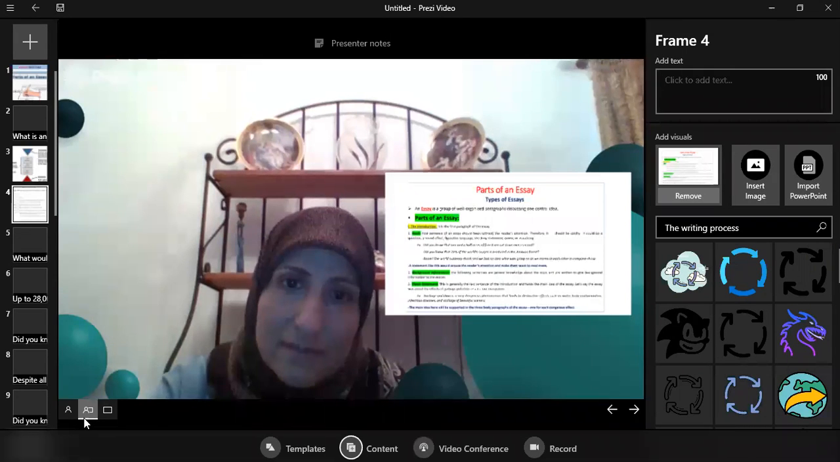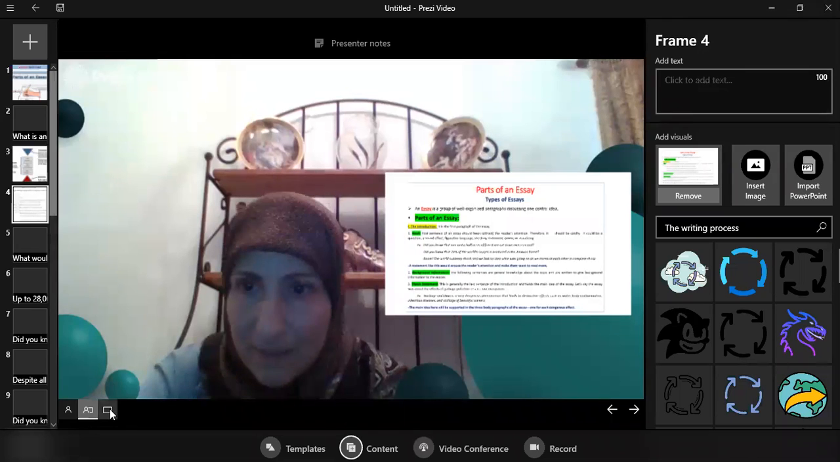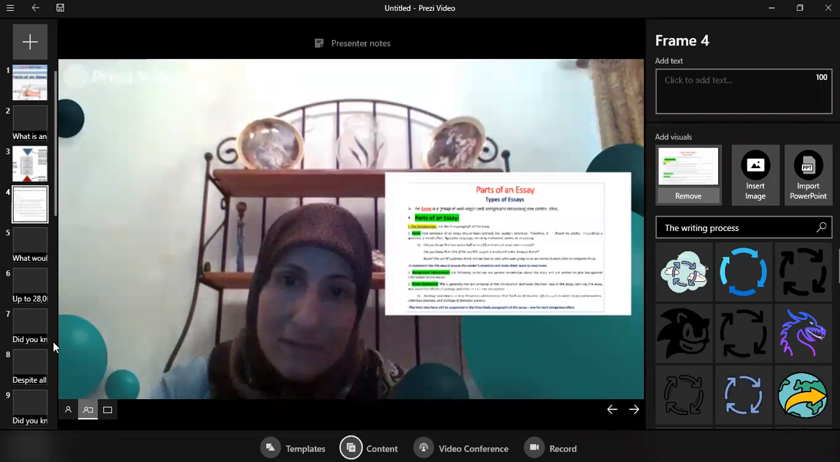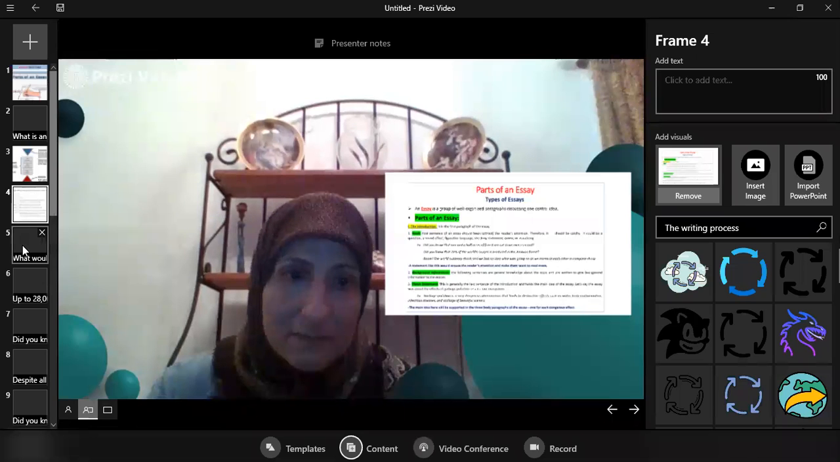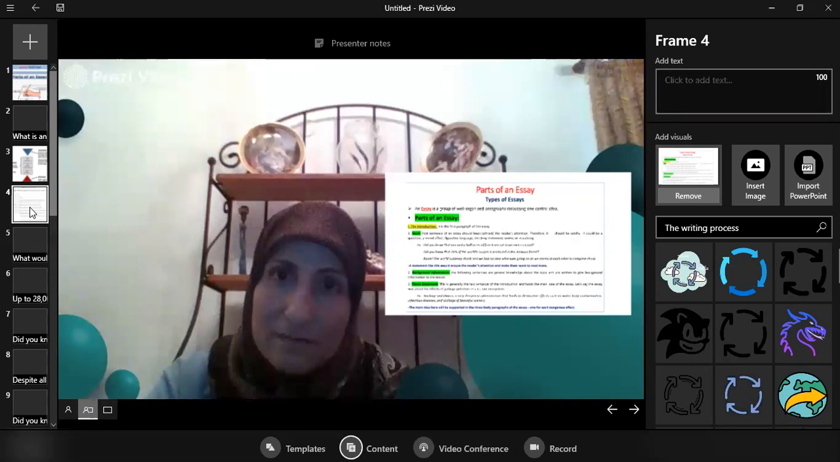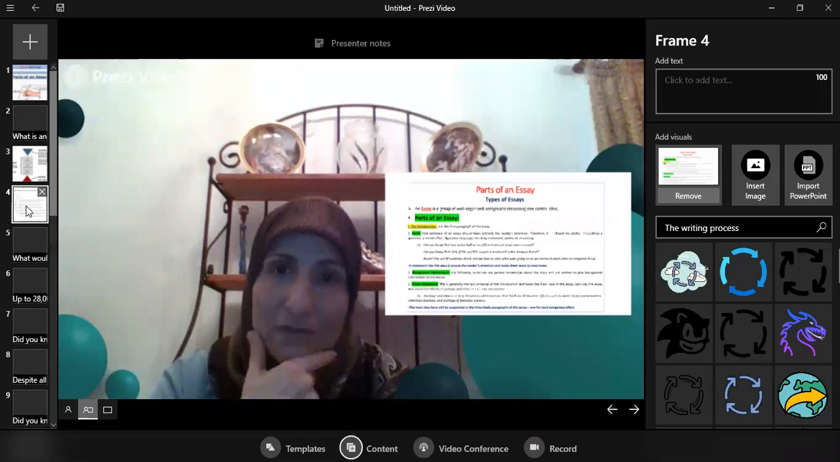Okay, as we said, Hassan, the definition of an essay, let me display it again. An essay is a group of well-organized paragraphs discussing one central idea. What do we call the central idea? The central idea of an essay. Hamad? A central idea is the main point that the author is making. Okay, yes. Also, it's called main idea or a key idea. So that is your thesis statement, of course, isn't it?